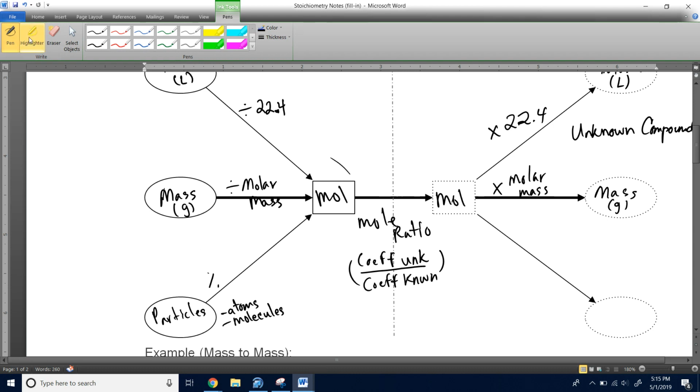Oh, that looks like a percent sign. Let me erase that.